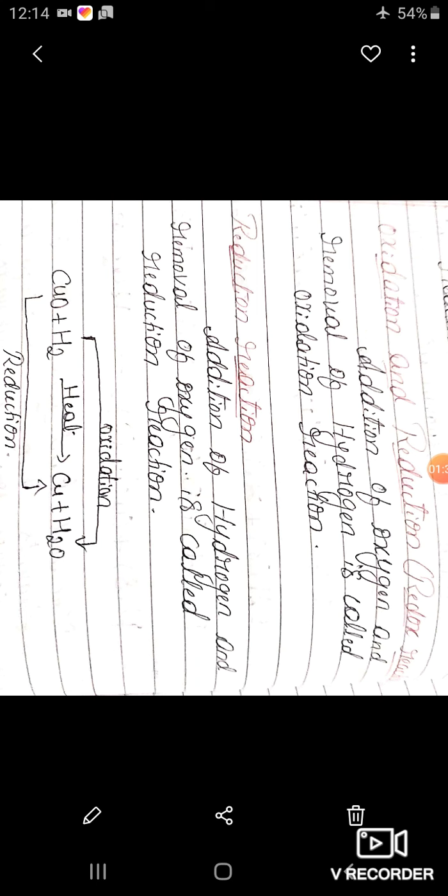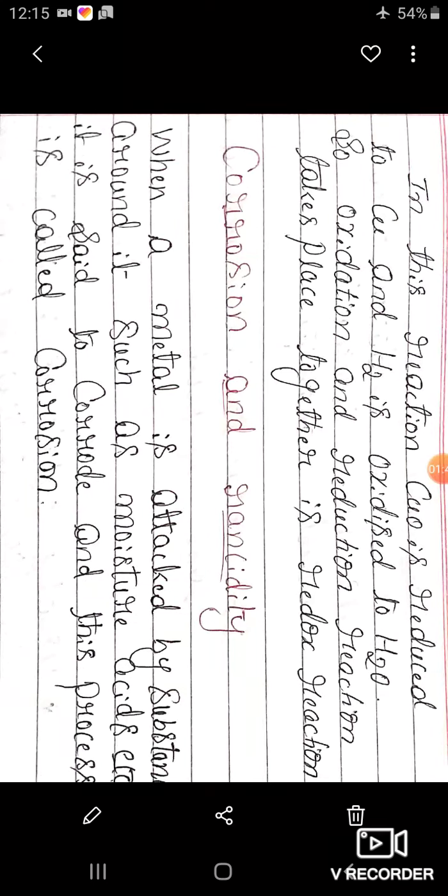So observe this equation. Here copper oxide reacts with hydrogen, so copper and water are formed. In this reaction, you observe that CuO, copper oxide, is reduced to Cu and H2 is oxidized to H2O. So oxidation and reduction reactions take place together. So it is called a redox reaction.